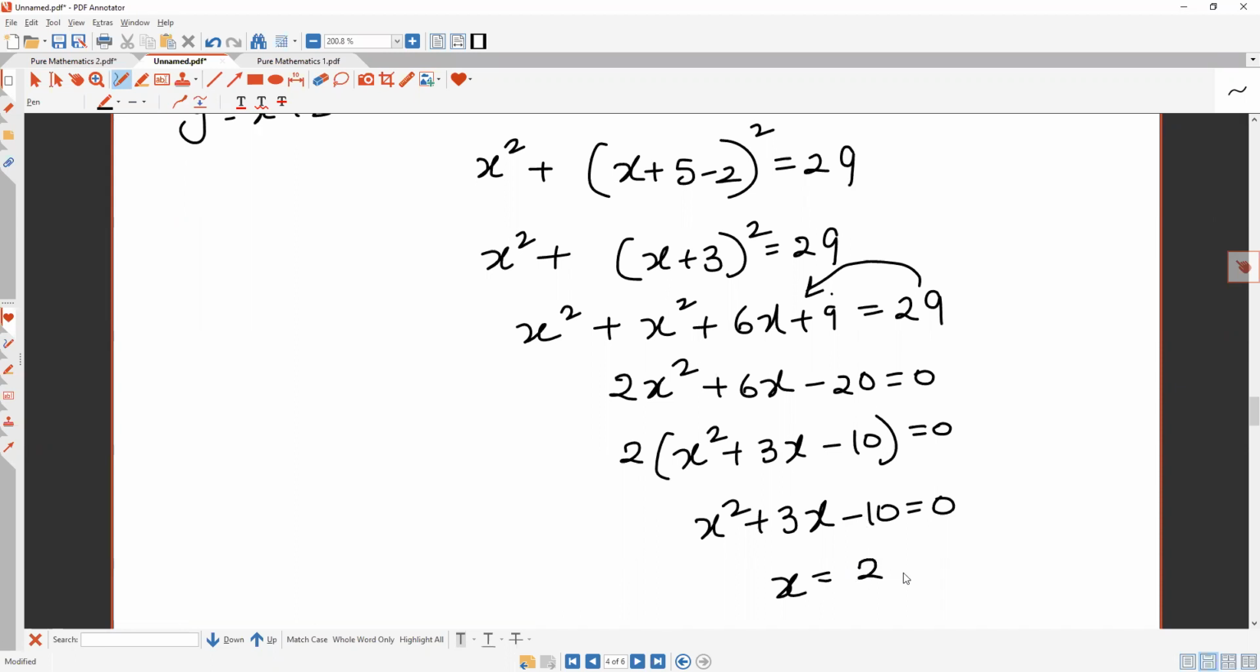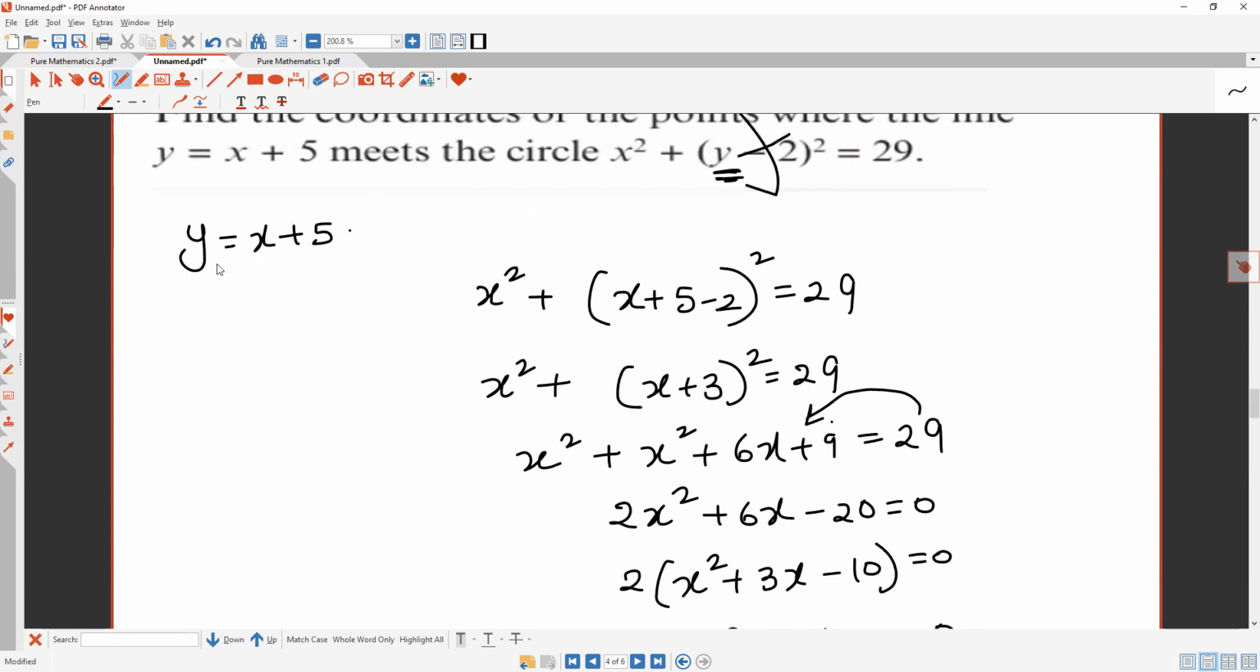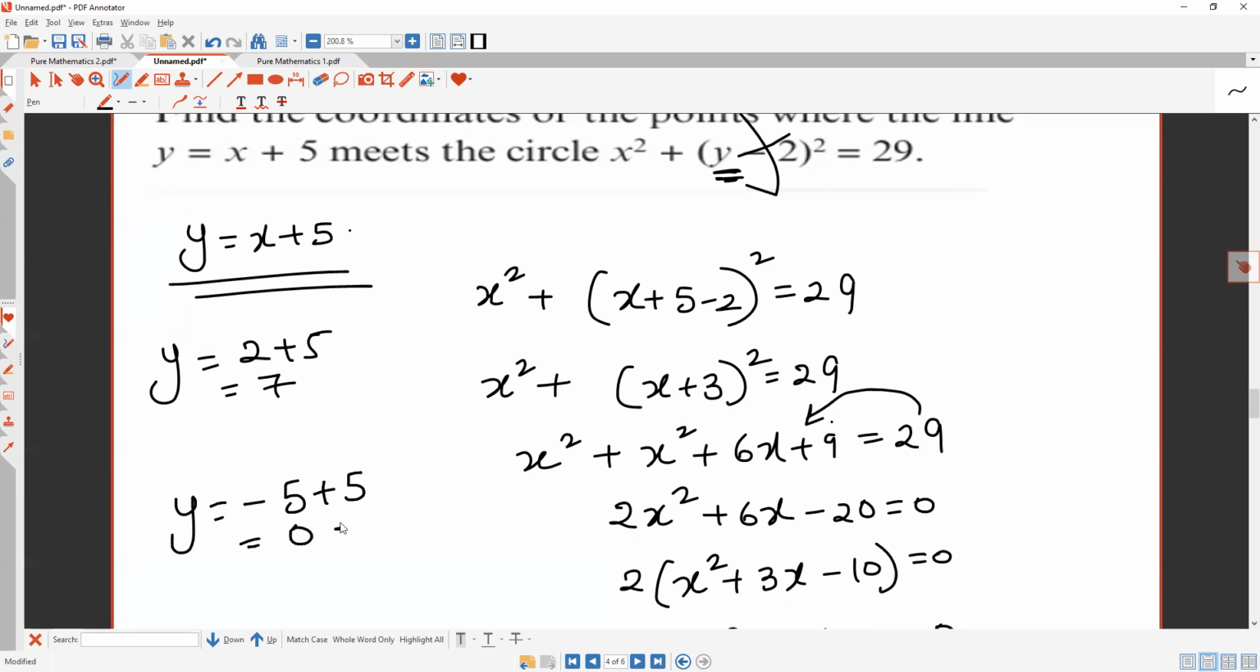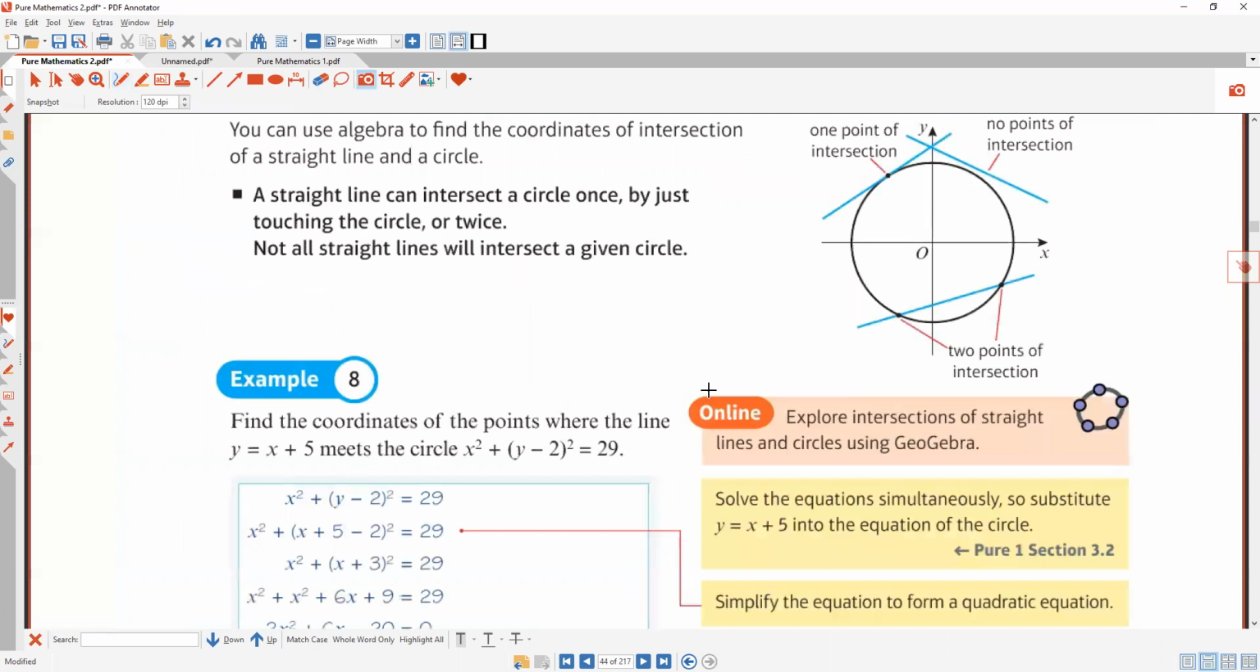Now put this 2 or −5 in your main equation. For x = 2, 2 + 5 gives 7, so the point is (2, 7). And if you take x = −5, −5 + 5 is 0. So all of you understood this as well. Fine. So we got that.